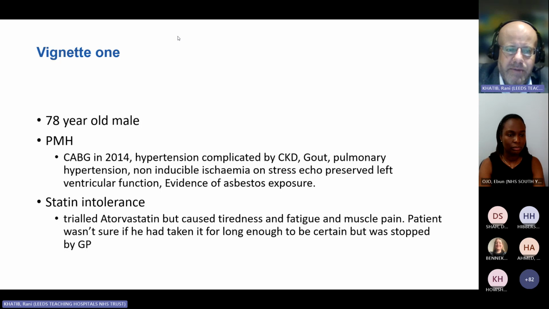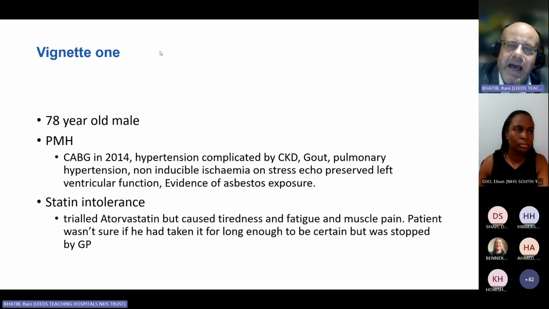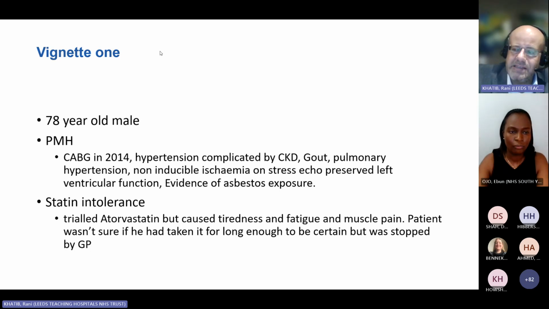history of CABG in 2014. He's got so many other complications: gout, pulmonary hypertension. When we assess patient statin tolerance, we talk to them. We're trying to understand what the intolerance is, what they tried, when they had it, and was there an association? The reason we do that is because we want to see if it's nocebo effect or reluctance, or is it a genuine side effect they experienced, and did it happen around the time when they had a statin, after the statin?